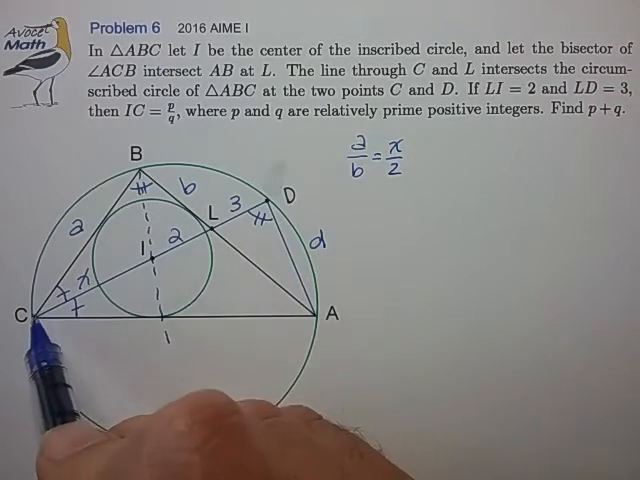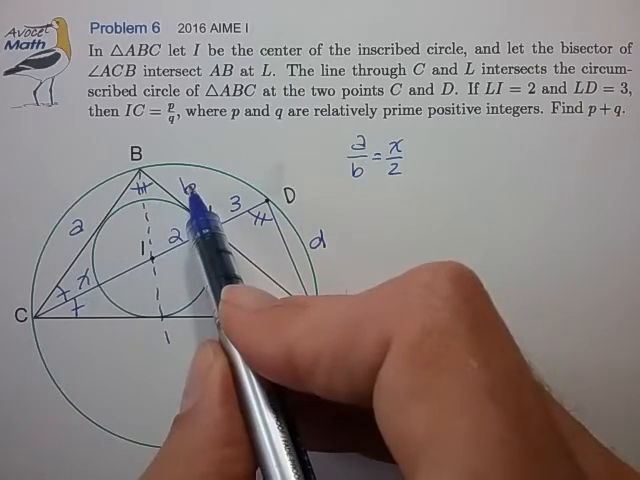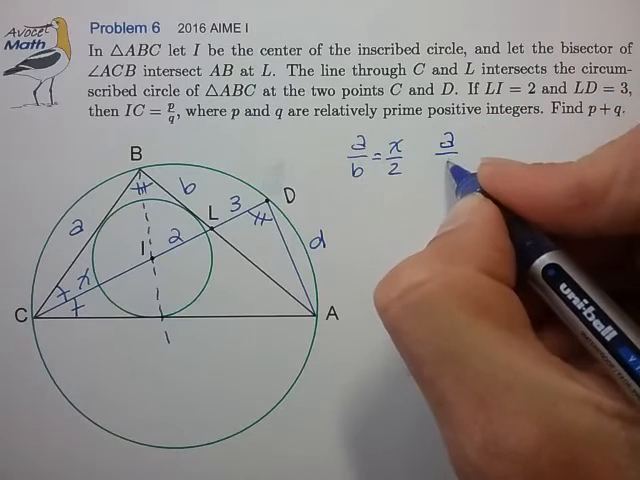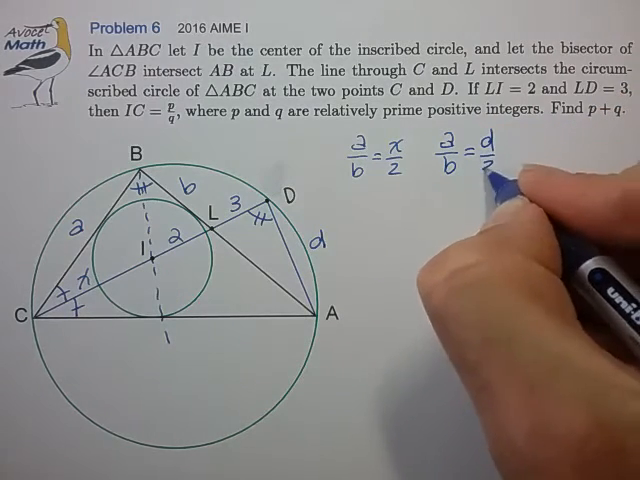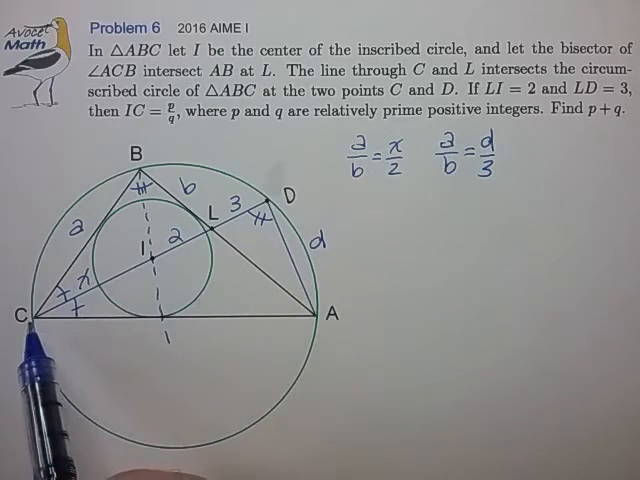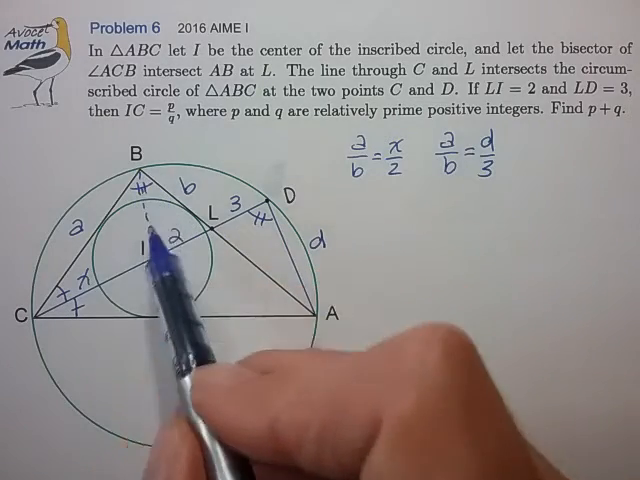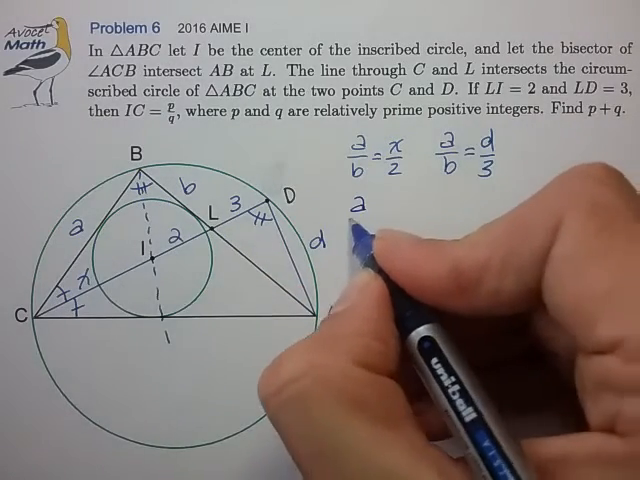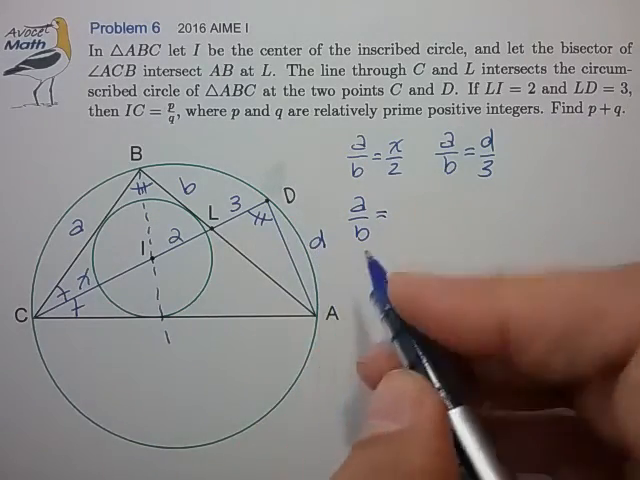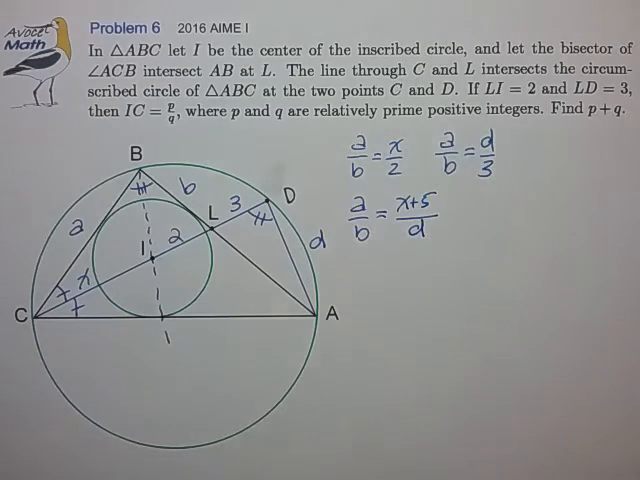And we have triangle CBL similar to triangle ADL. So we know A is to B as D is to 3. And there should be one other similar triangle. It looks like CAD is similar to CLB. So we know A is to B as this whole length is to D, so that's X plus 5 is to D.